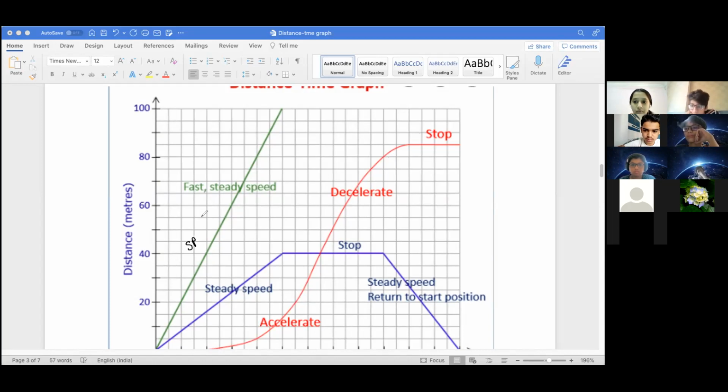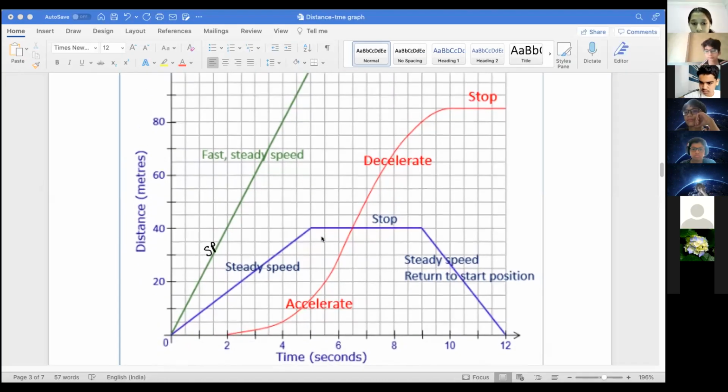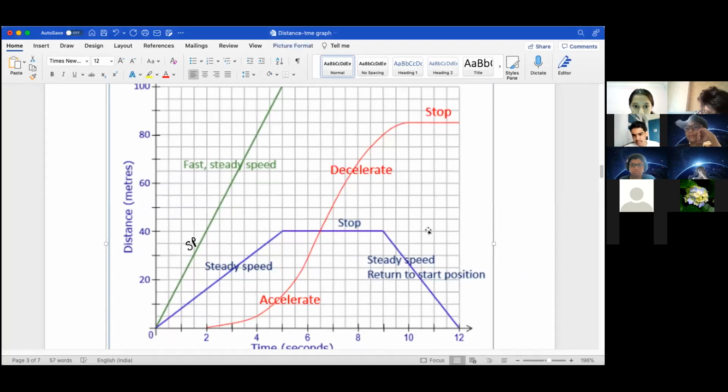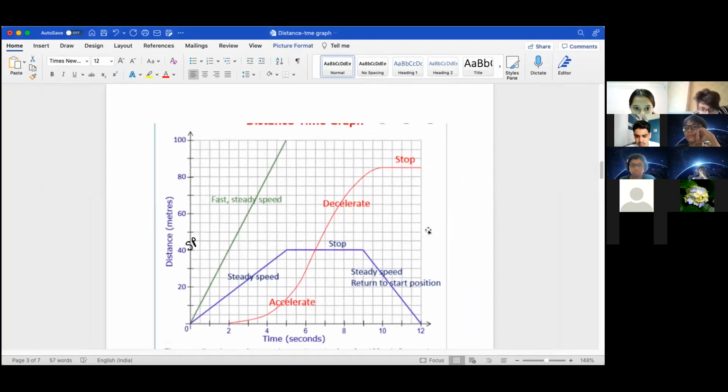Acha, showing you, just a moment. Let me make it a little smaller. Right? Now it is visible. Yes, ma'am. Ma'am, for the first one, fast steady speed, you can take 25 meter per second. Please take the screenshot so that next time also I'll discuss the answers.